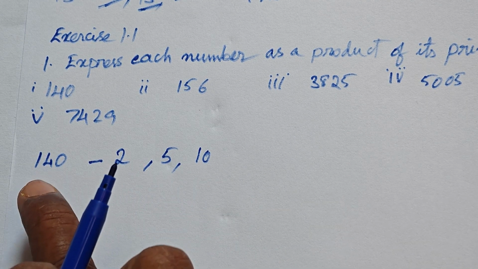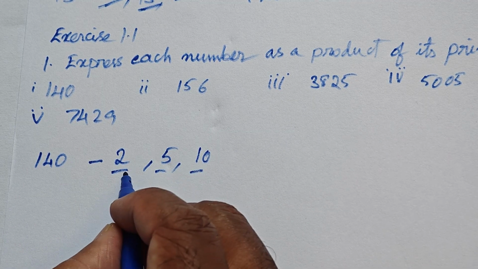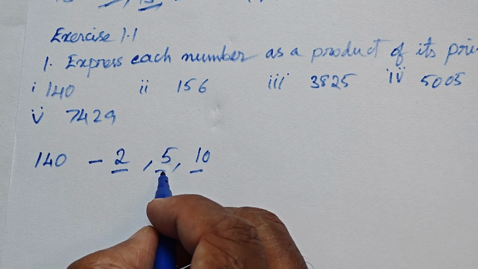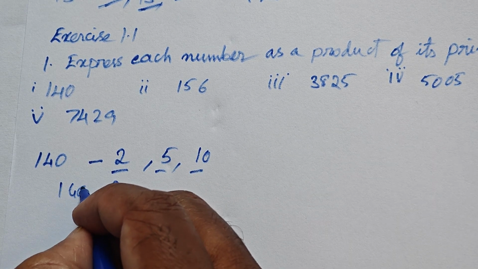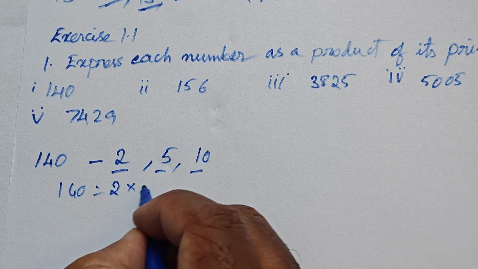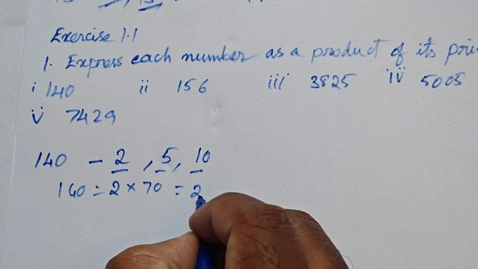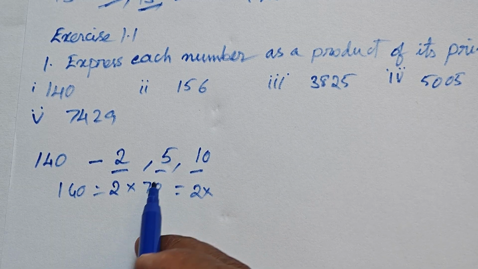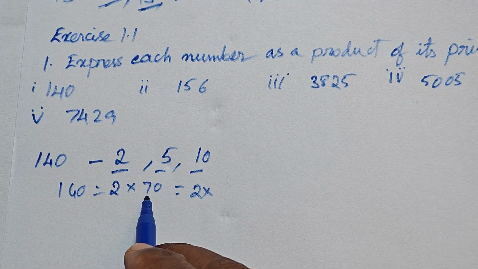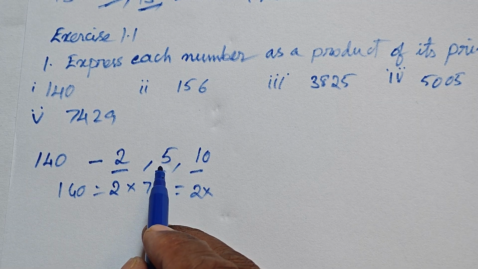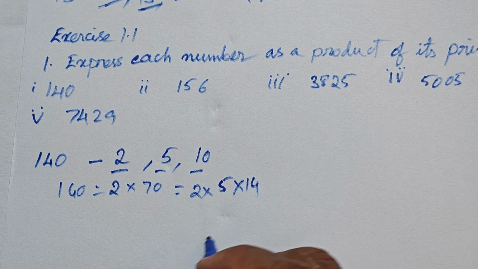So what we can do is write 140 with the smallest factors in this order: 2 is the smallest, then 5 and then 10. If I start with 2, 140 is equal to 2 into 70, correct? So that is equal to 2 into... how can I write 70? I already used 2 once as a factor. In 70, can I use another one like 5? Yes, 5 times 14, correct?